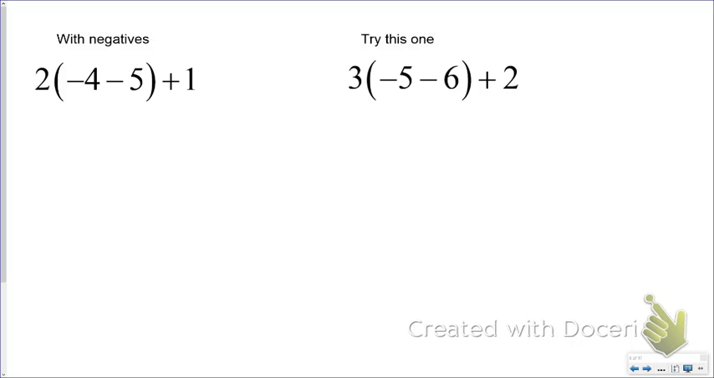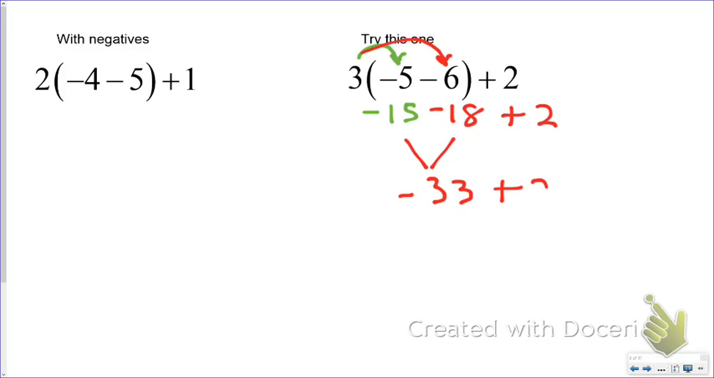Okay, so you're distributing a positive times a negative is a negative 15. A positive times a negative is a negative 18. And then you're going to add 2 to this on the outside here. Negative 15 and negative 18 should be, let's see, negative 31, 32, 33. Plus 2, that's going to bring me back to negative 31.